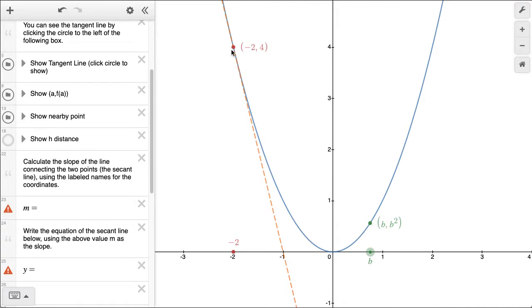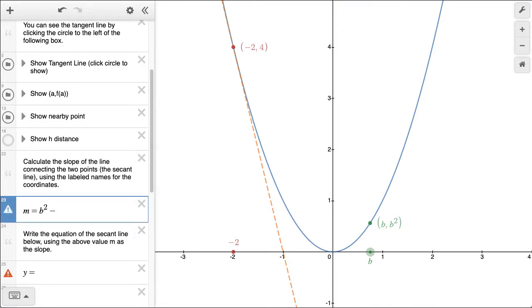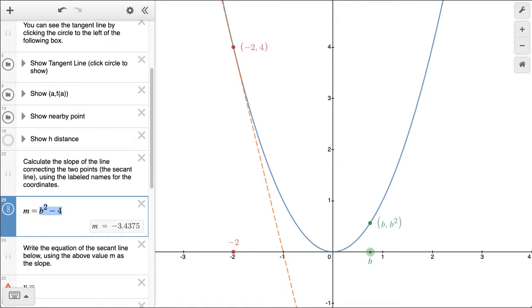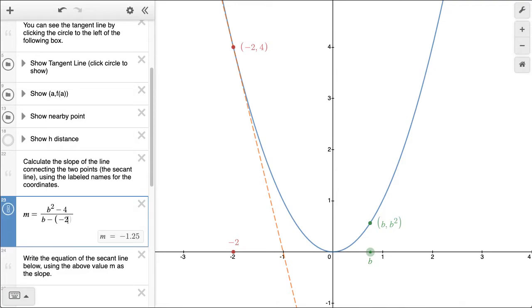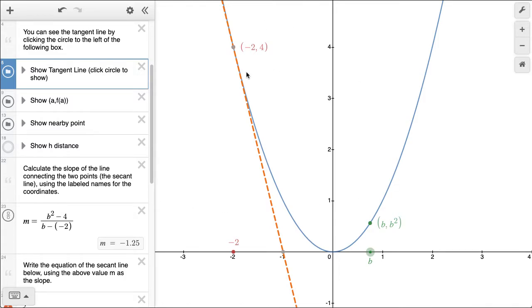Okay, so this point has coordinates b comma b squared, and this other point has coordinates -2 comma 4, and so the slope then is going to be b squared minus 4, all over b minus -2. Okay? So right now, if I was to draw a line through these 2 points, then the slope would be -1.25. That feels about right to me. The slope should definitely be negative. It's sloping down. And it's steep-ish. Not nearly as steep as this curve here, but steep-ish.